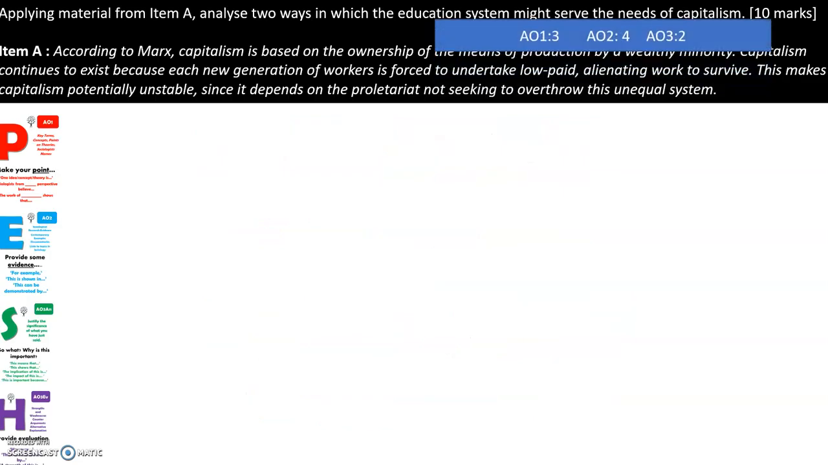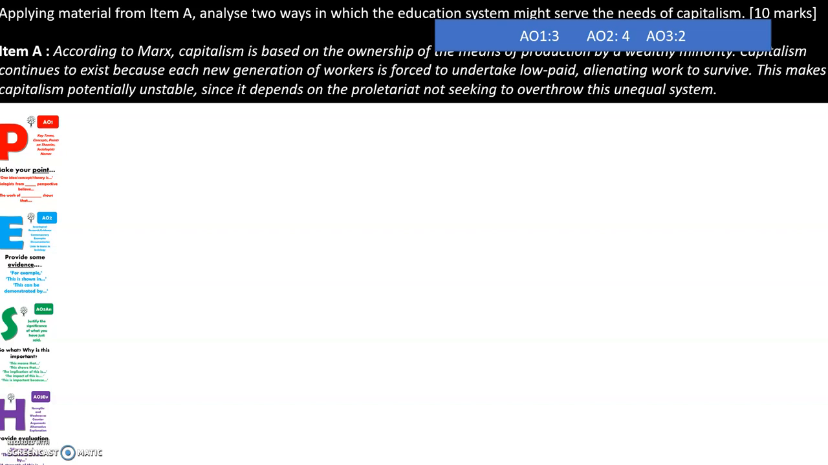So if we look at this question here: apply material from item A, analyse 2 ways in which the education system might serve the needs of capitalism, and then you've been given an item. It says apply material from item A, but it does not say and your own knowledge, which we see in the higher mark questions. So it wants your points to both come from the item, and that's the tricky thing. And through analysis, you're explaining what the item's telling you in more depth, and you have to link your knowledge to the item. So it's less free, it's much more difficult, and often the items are worded in a way which makes it relatively hard to extract what the examiner is trying to look for.